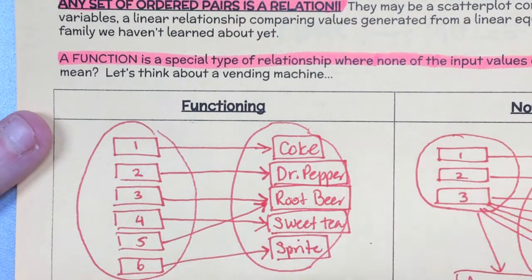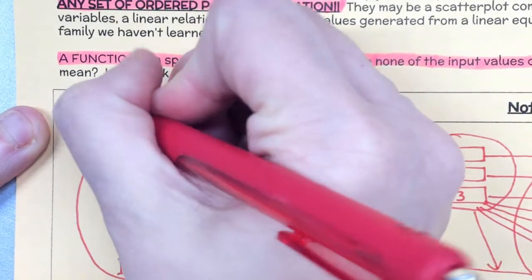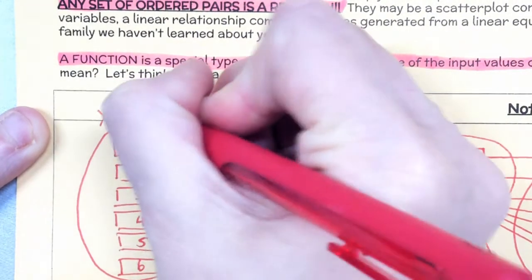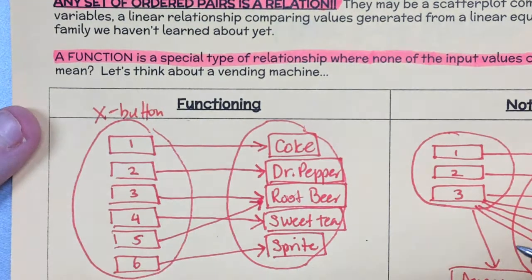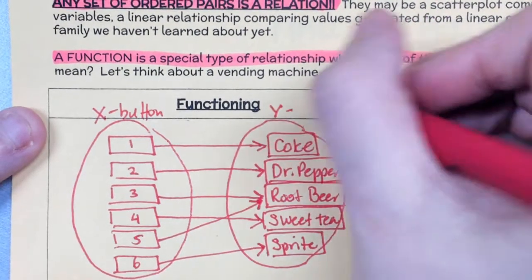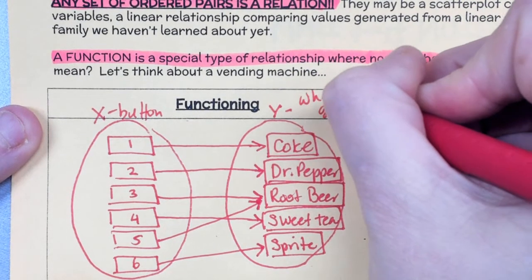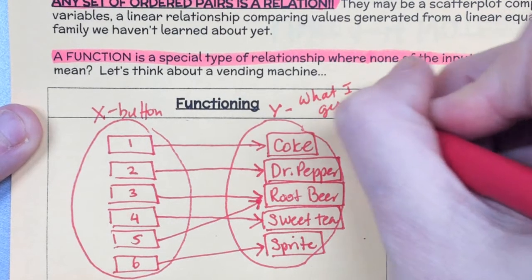So when I think about this machine, let's take it back to math, okay? So the first one over here, I had my button, right? That's my X bubble. The X button bubble is where the button is, okay? And the Y bubble is what I get when I press the button.